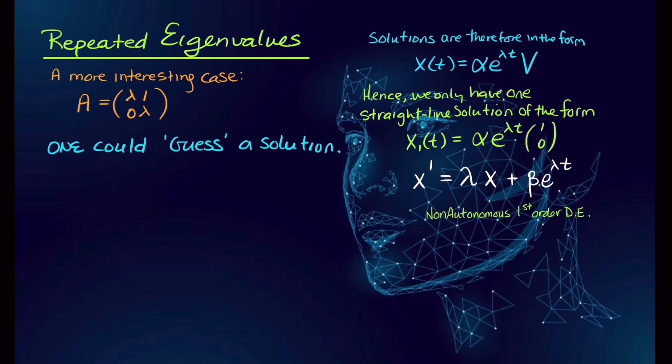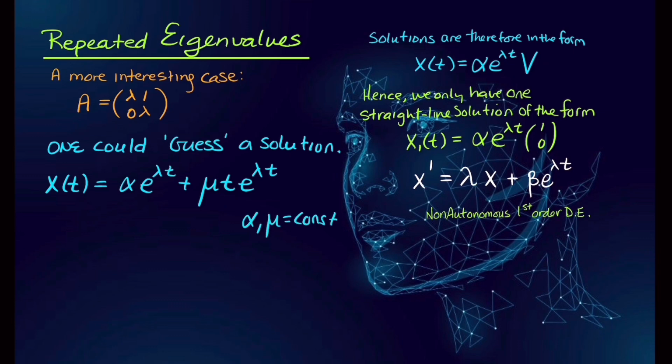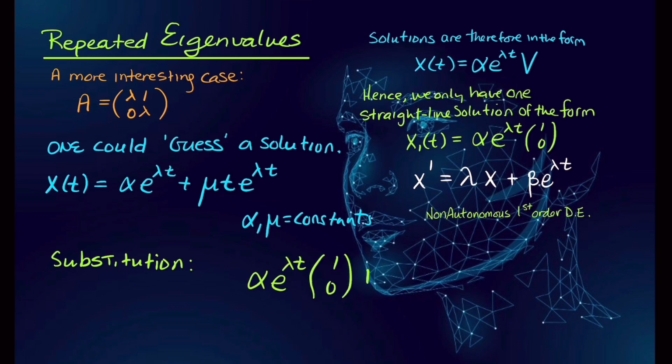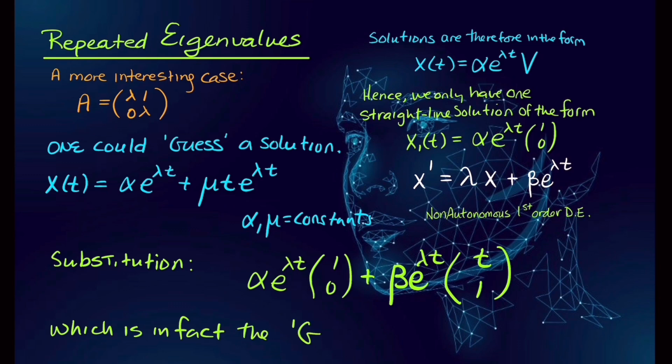So one would want to guess a type of solution to try out and see if it works to generate, say, a particular solution. So if, let's say, we guess x of t is equal to alpha e to the lambda t plus a constant mu t e to the lambda t, like a derivative, then we try this and substitute it into our formula, and it turns out that this is in fact the general solution.